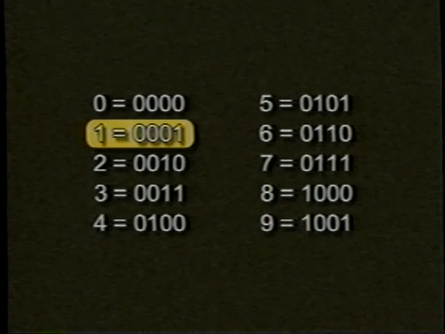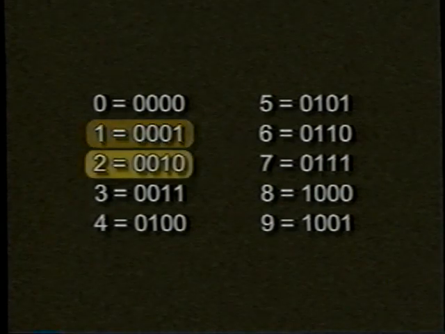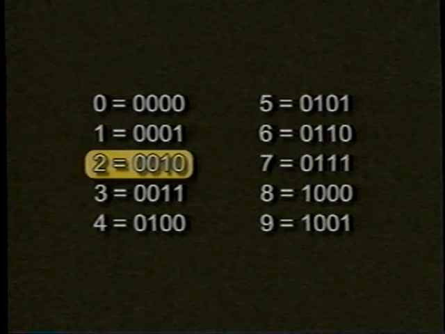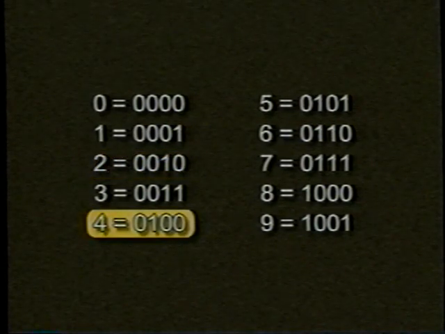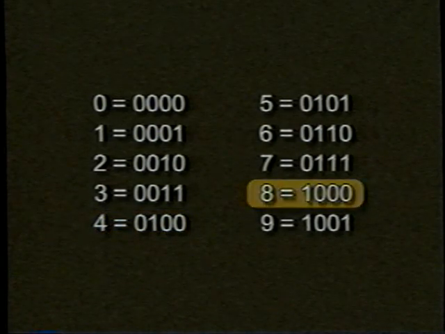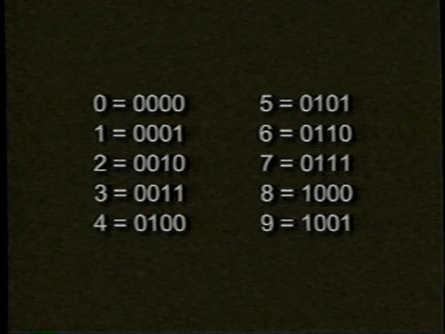The second place represents the 2's column. So if there's a 1 in the 2's column, you add 2 to your number. If there's a 0, it's 0. The third decimal place is 2 squared, or 4. And the fourth decimal place is 2 cubed, or 8. So the 4 places are 1, 2, 4, and 8.